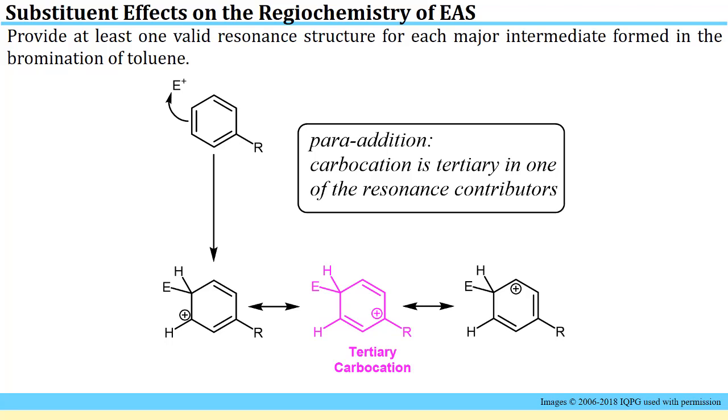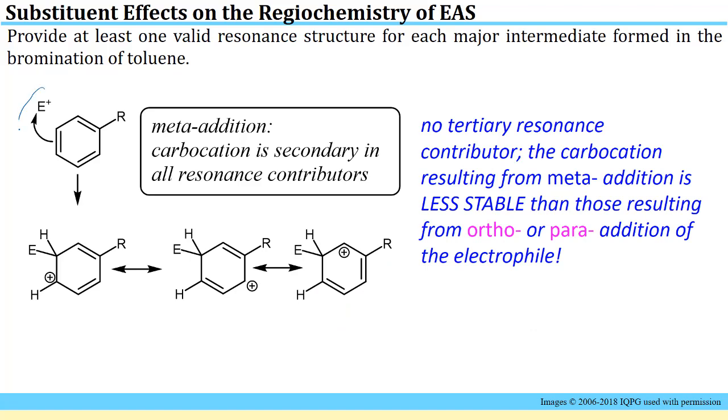Similarly, if we consider the substitution by some electrophile para to the R group, we'll get this initially formed carbocation, which has two additional resonance contributors, and one of which is a tertiary carbocation. Noticing that the tertiary carbocation is, of course, more stable than the secondary carbocations, so this has some additional stabilization. But when we have an electrophilic addition of your electrophile to a site that is meta to the already present substituent, we see that we have a secondary carbocation in each of the three possible resonance contributors.